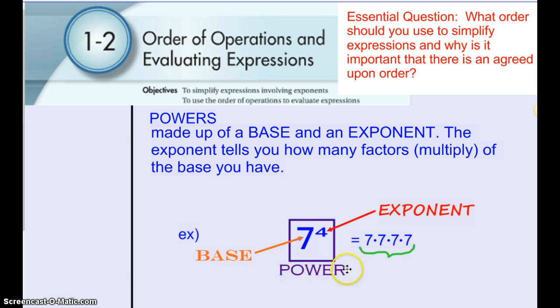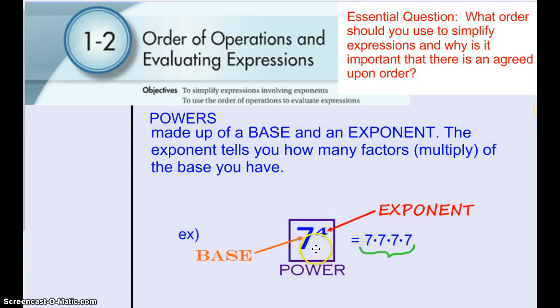So this right here is our basic exponential form. The whole thing is the power. Here is the base. That big number is the base. Here is your exponent. So the exponent is the little guy up to the right. The base is here. The power is the whole deal. And the exponent tells you how many factors of the base you have.